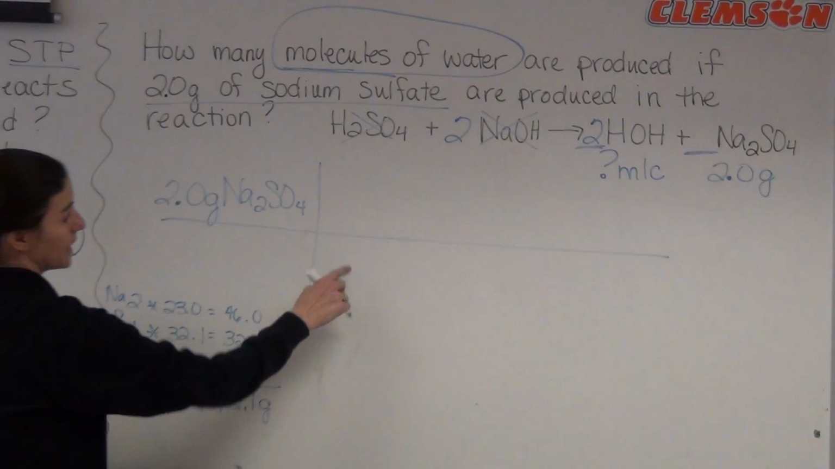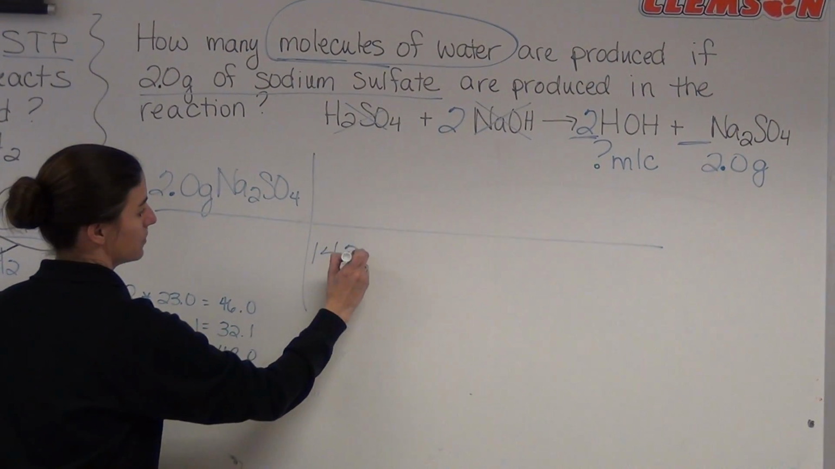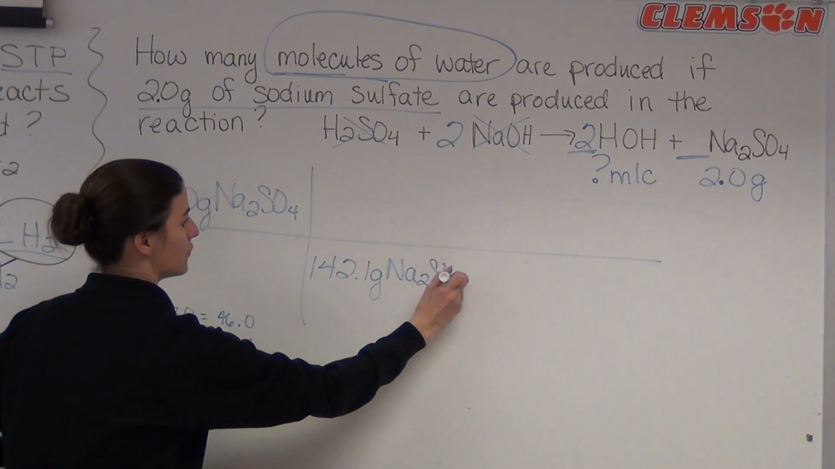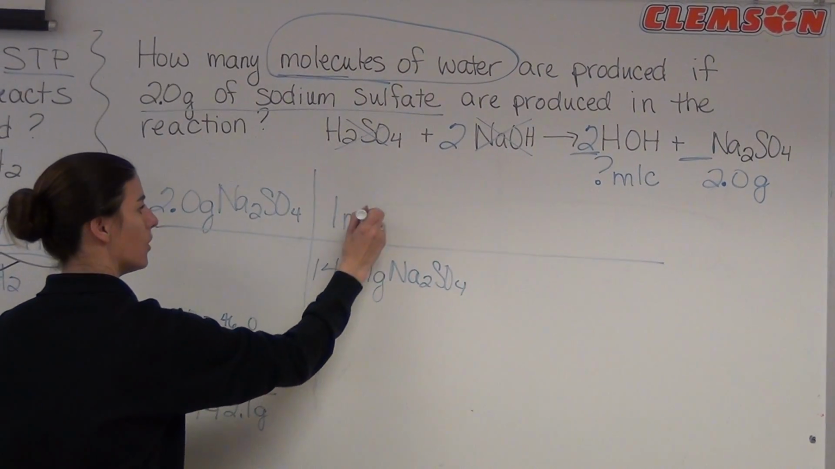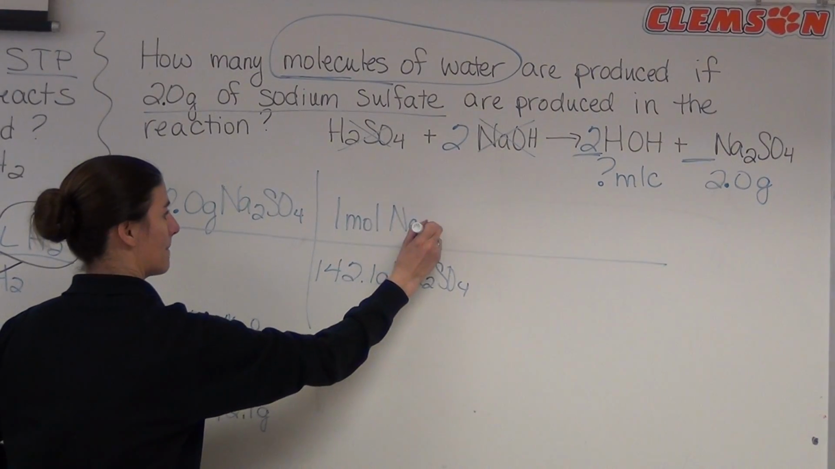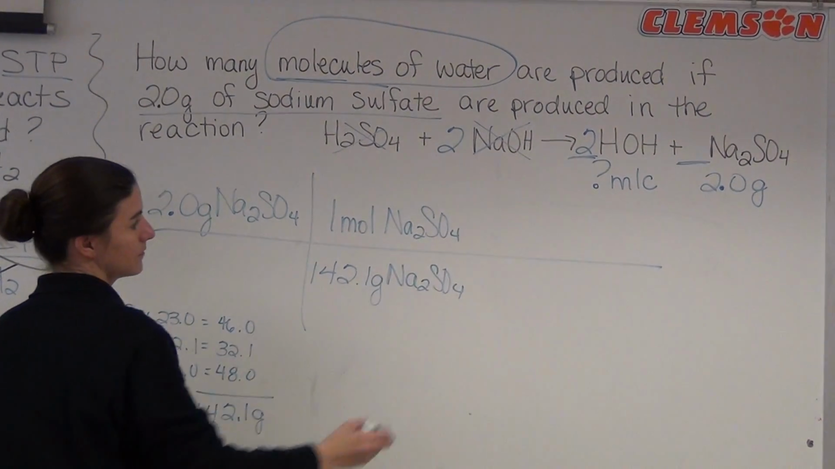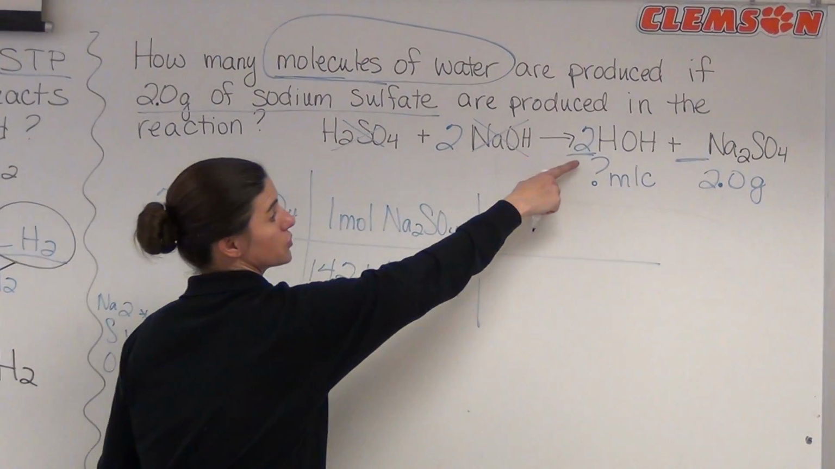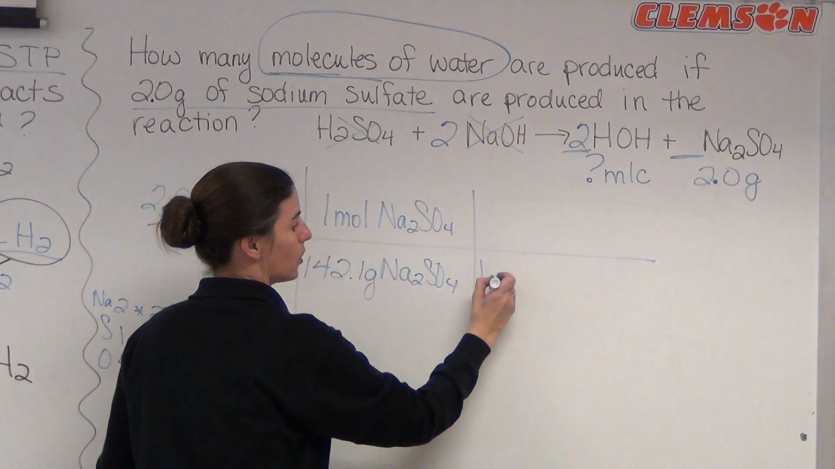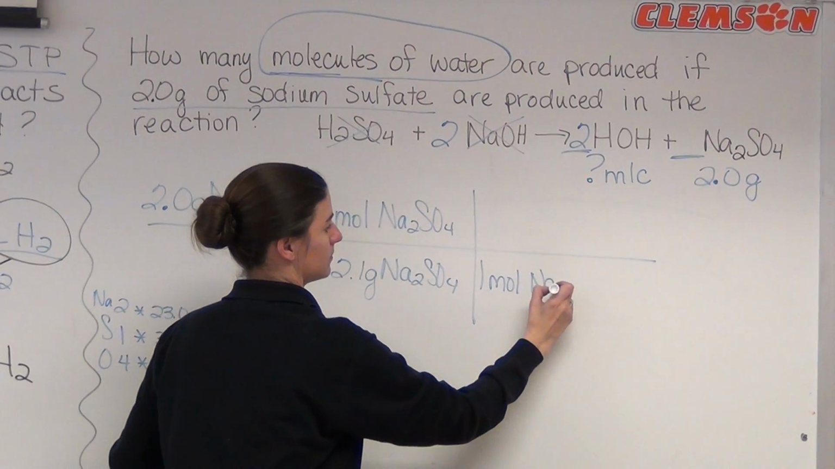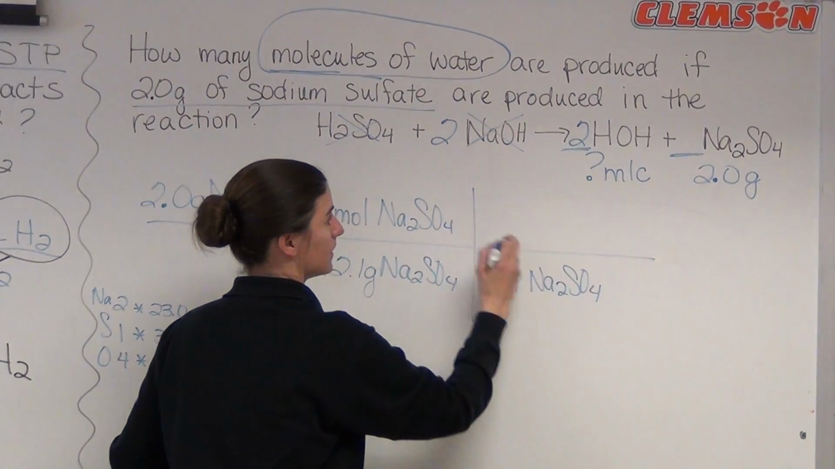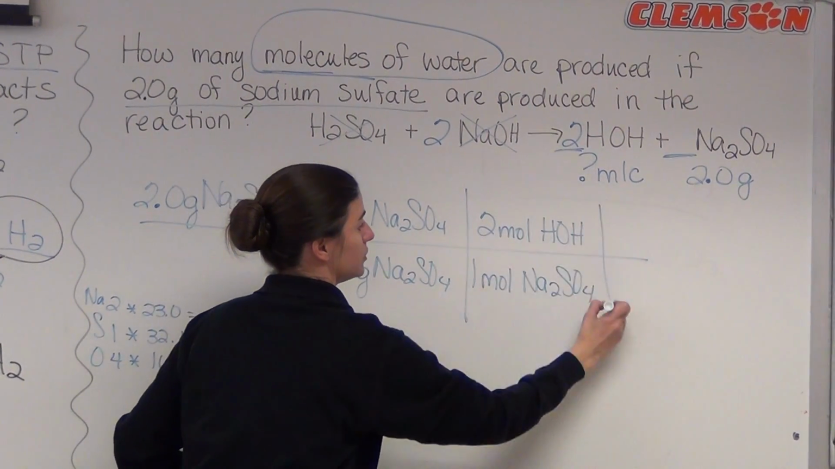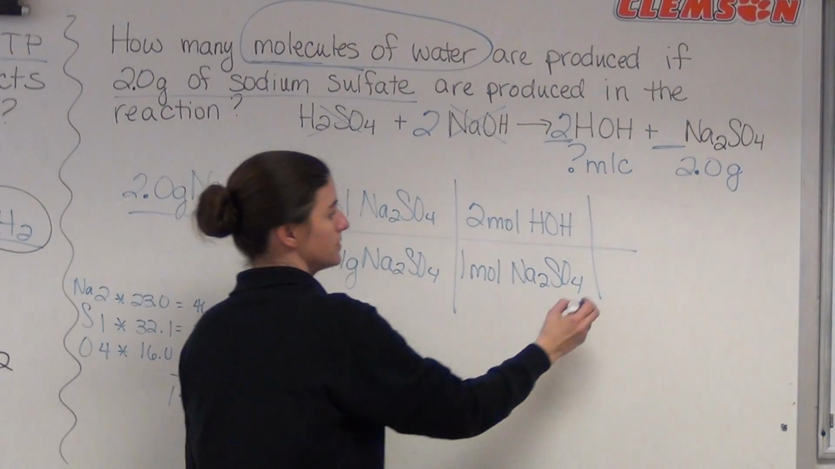So we're going to use that right here, 142.1 grams of Na2SO4. That's equal to 1 mole. Now we're getting from moles of Na2SO4 to what we're trying to find. Use your mole ratio to 2 moles of water. You can write it H2O or HOH.